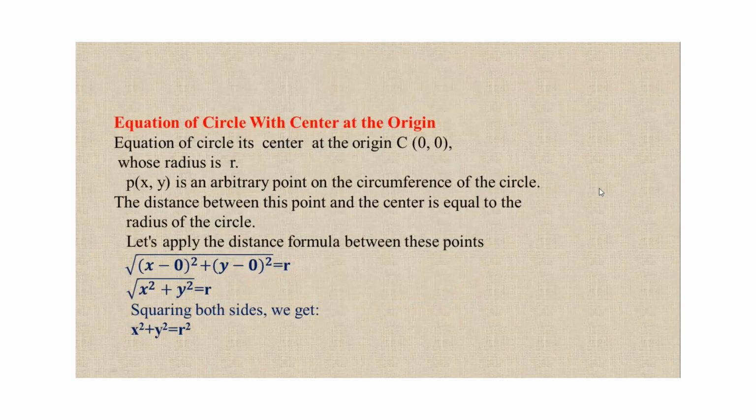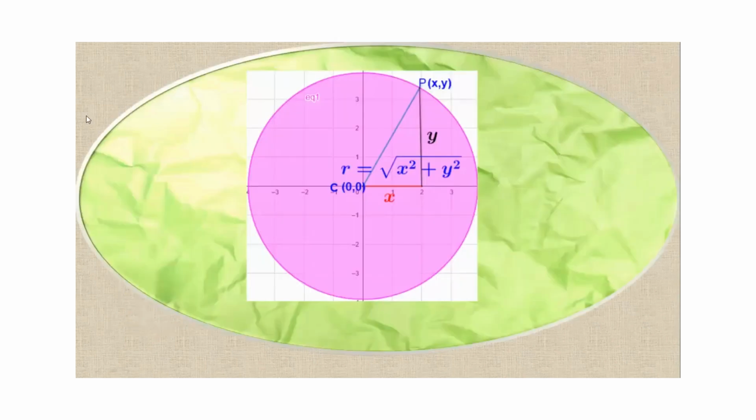Equation of a circle when the center is at the origin. Here is the center at the origin. This is a point on the circle. All points on a circle have equal distance from the center. The distance between a point on the circle and the center is called the radius of a circle.